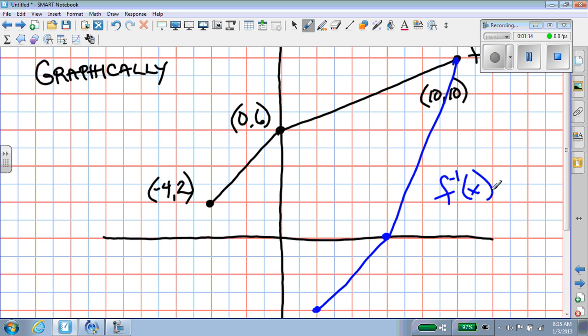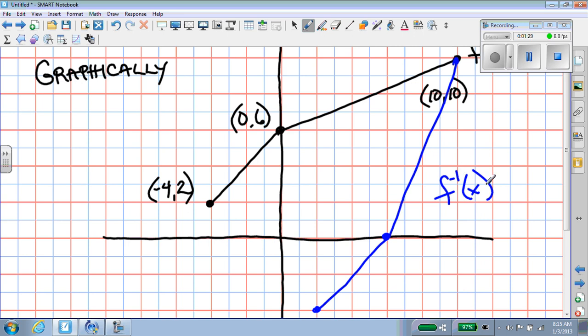And the notation for inverse is that little negative 1 that we saw with trig inverses. I still dislike that notation because it implies reciprocal when it actually means inverse, but that is the notation that was chosen for inverse. So f inverse of x.